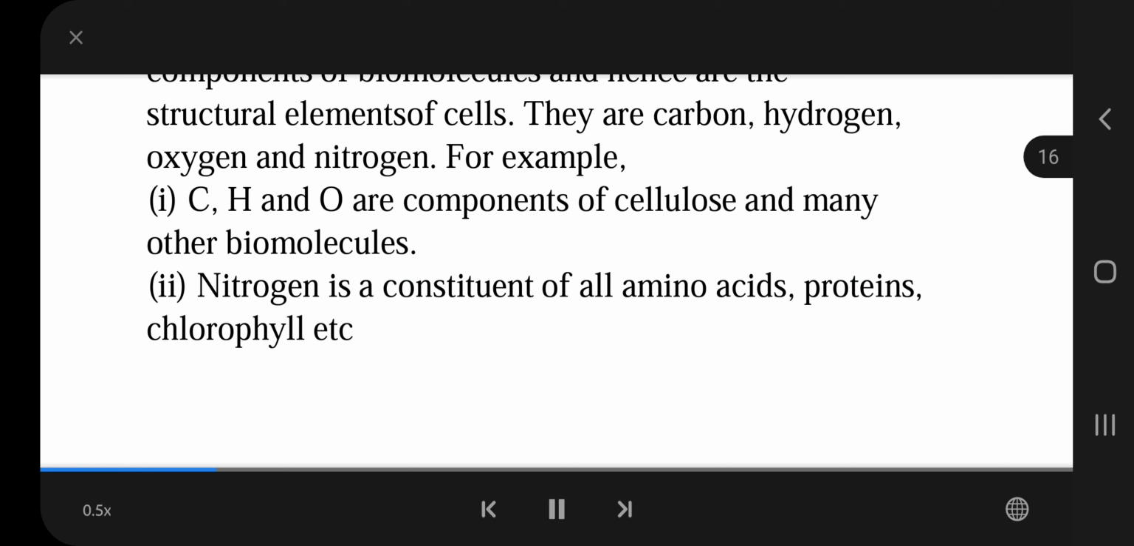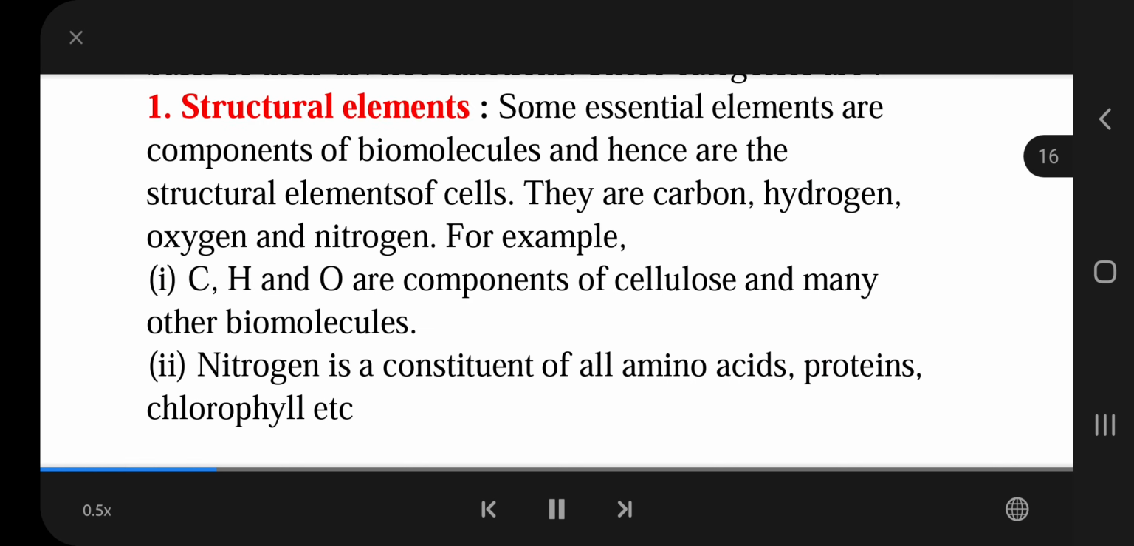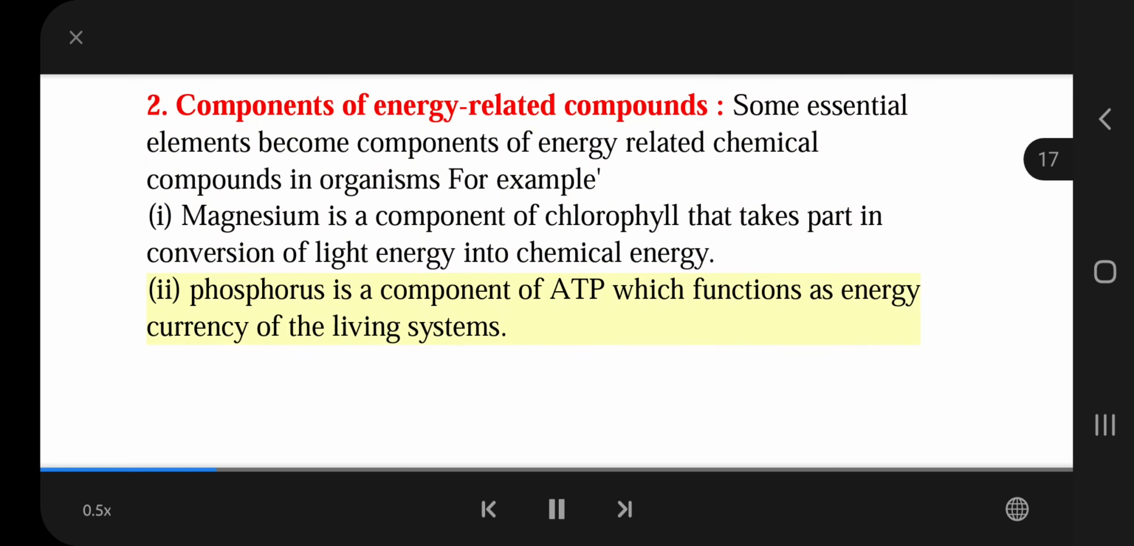2. Components of energy-related compounds. Some essential elements become components of energy-related chemical compounds in organisms. For example, magnesium is a component of chlorophyll that takes part in conversion of light energy into chemical energy. Phosphorus is a component of ATP which functions as the energy currency of living systems.